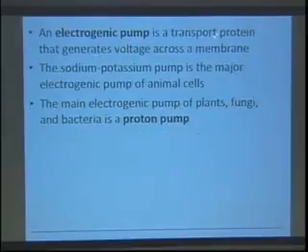So an electrogenic pump is a transport protein that generates voltage across a membrane. So this example that we just discussed of the sodium-potassium pump is an electrogenic pump. And it's actually the major type of electrogenic pump in animal cells. In plants, fungi, and bacterial cells, the major type of electrogenic pump is a proton pump. So rather than pumping sodium and potassium ions across the membrane, we're actually pumping protons across the membrane.